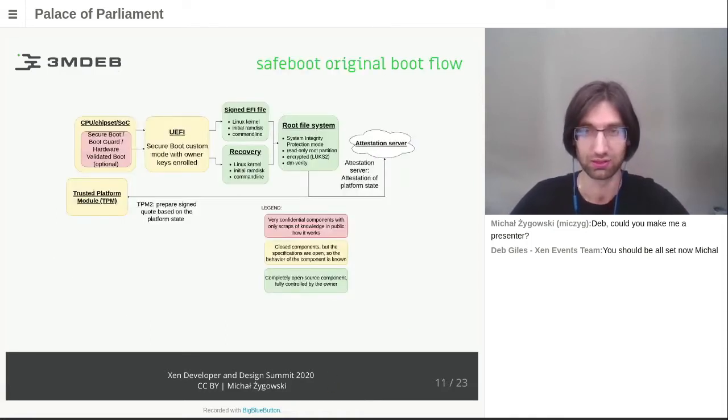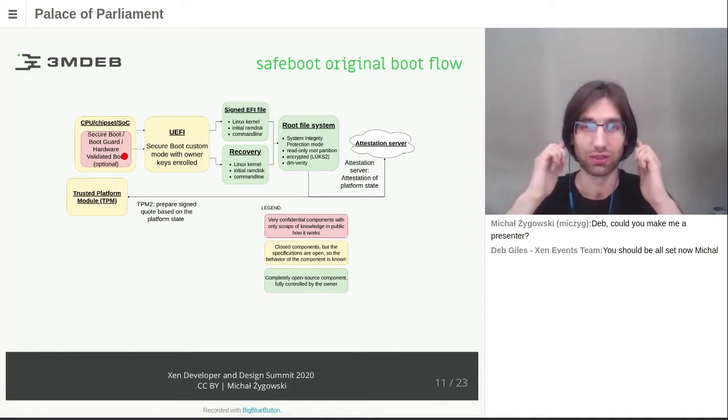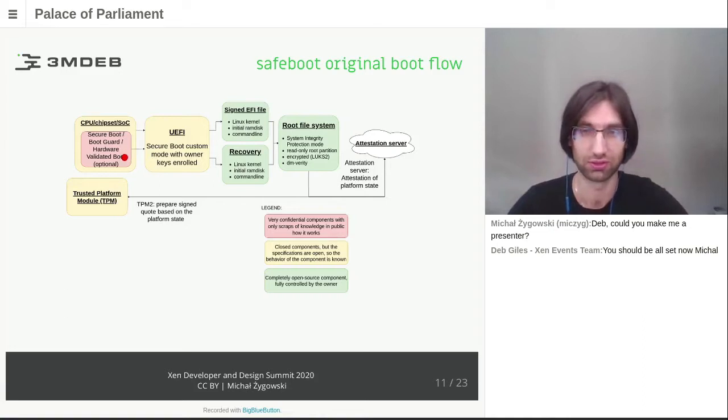But this is what the original safeboot looks like. We have some parts marked in red, which are quite confidential, like secure boot, boot guard, or hardware validated boot. They are typically tied to the onboard secondary processors like Intel Management Engine or AMD Platform Security Processor. They are optional and can verify our firmware, which is UEFI.